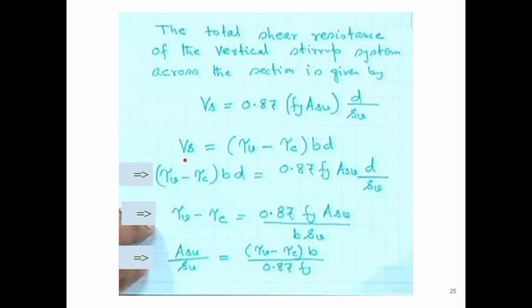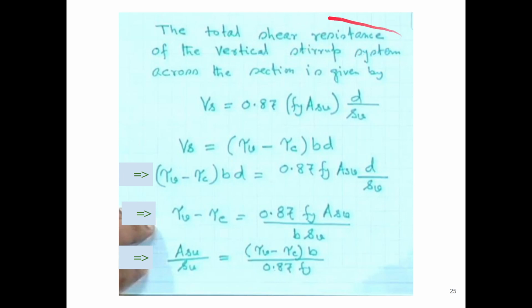Similarly, shear resistance can also be written as (tau v minus tau c) into bd. Why? Because, like we just mentioned, what is the shear resistance? It is basically the extra shear capacity which the beams need to be provided apart from the concrete shear capacity, as we just discussed.